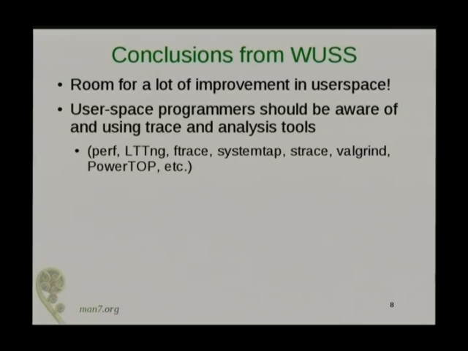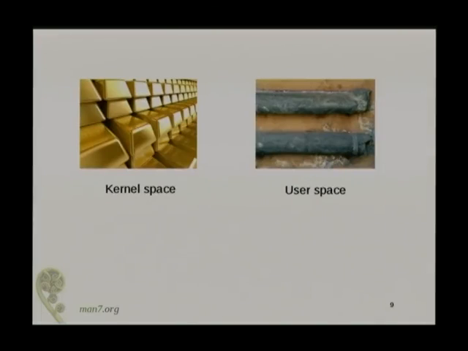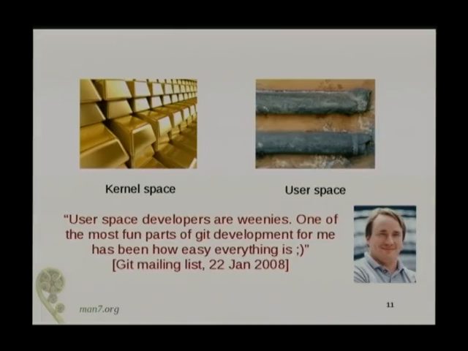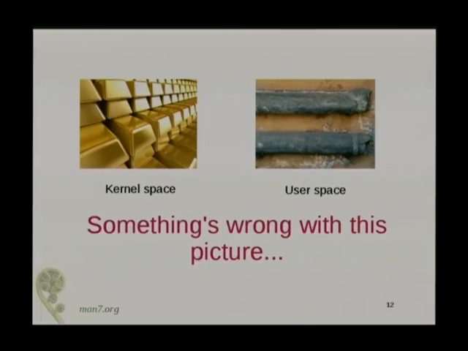So tools like perf, SystemTap, strace even, PowerTop, just to get a greater insight into what their code is doing. Now, Dave Jones didn't say this, but if you stood back, you could almost get the impression the world looks like this. Kernel space is paved with gold, and user space is a bunch of old lead. And I say, Dave didn't say this, but you might conclude we kernel developers are much smarter than those crazy user space programmers. Or, as someone else put it, when they did some user space programming, but as far as I'm concerned, there is something wrong with this picture.